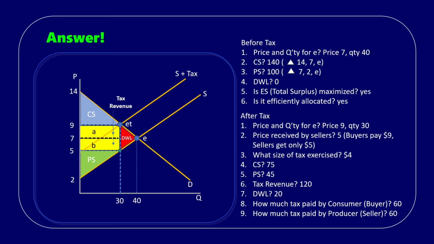But something important is happening here. Even though the government collects revenue, some surplus disappears entirely, and that red triangle on the graph is our deadweight loss, and its value is 20. Now, let's answer the big question. Who paid more of the tax? Well, the buyers paid $2 more per unit across 30 units, so that's $60. And the sellers received $2 less per unit across 30 units, so that's also $60. So the tax burden is split evenly between consumers and producers in this case.